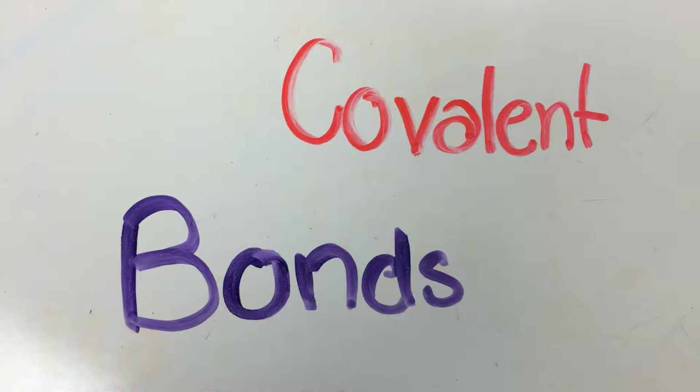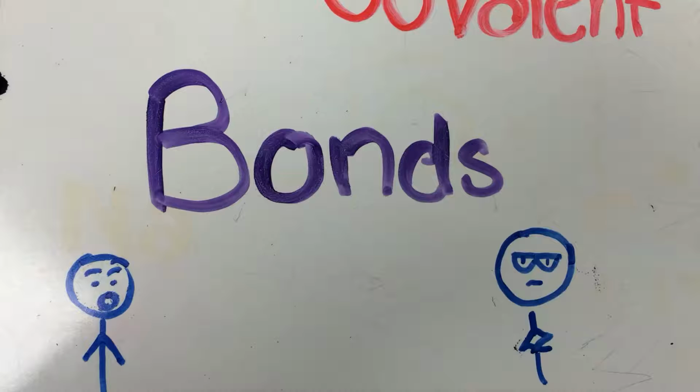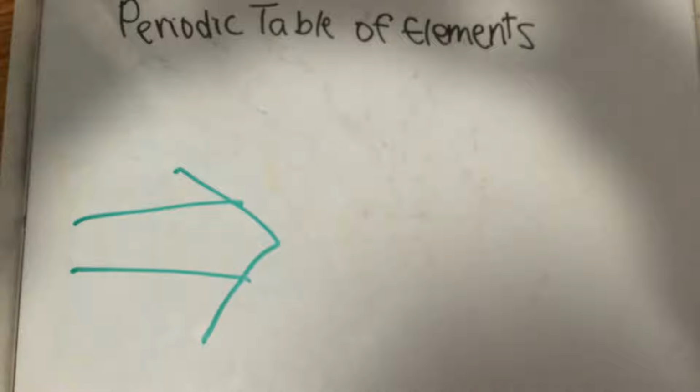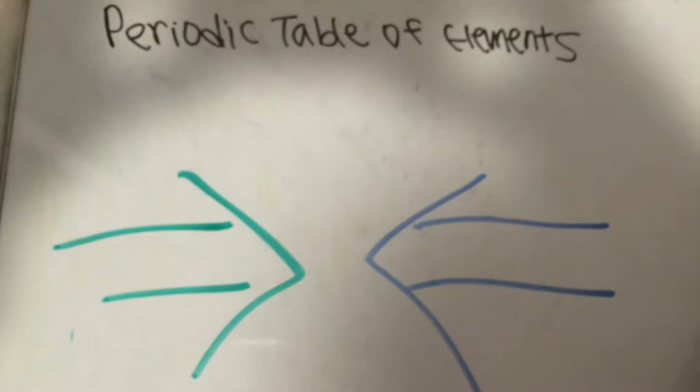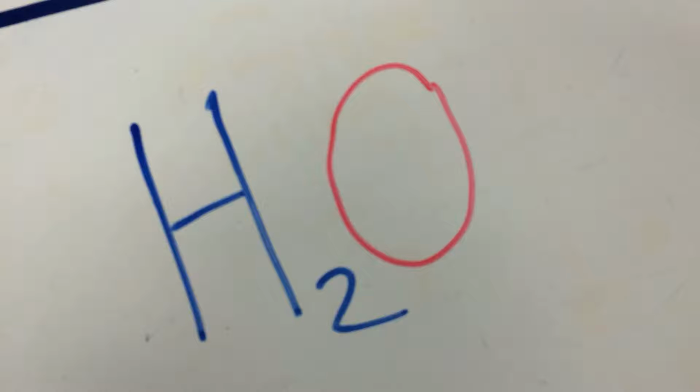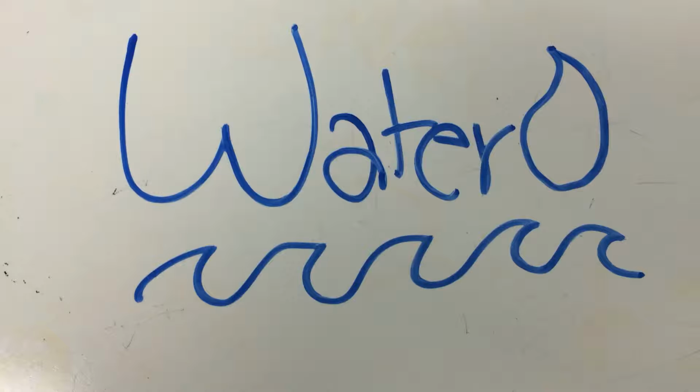Covalent bonds are bonds where atoms share electrons instead of giving or taking them. Most elements have covalent bonds if they are closer together on the periodic table. An example of a covalent bond is H2O, or water. H2O is comprised of 2 hydrogen atoms and 1 oxygen atom.